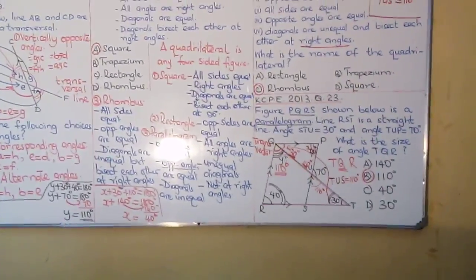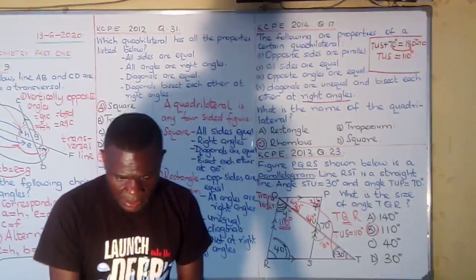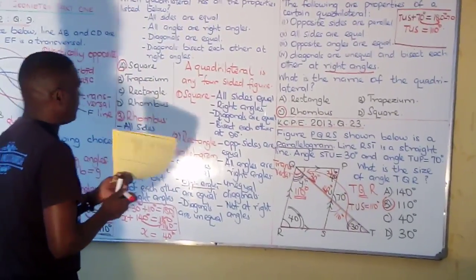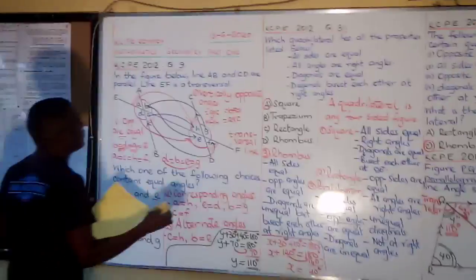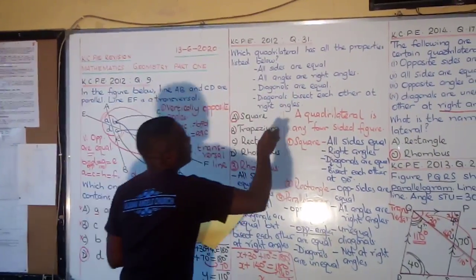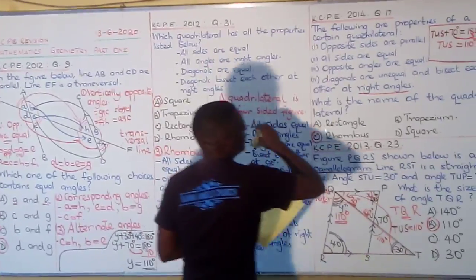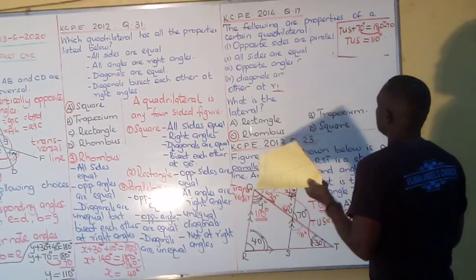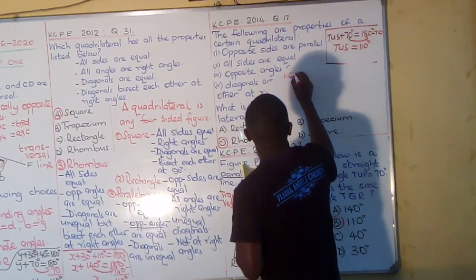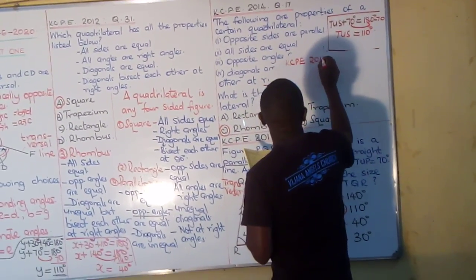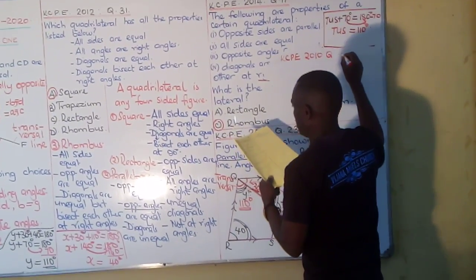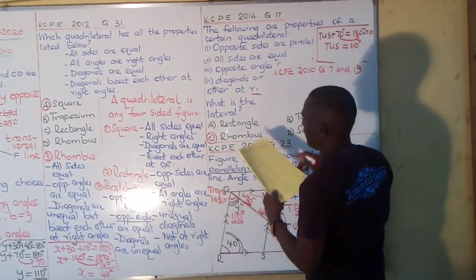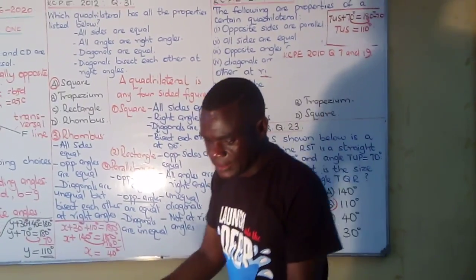I would want you to try some questions, boys and girls. Kcpe 2010. Please try this, Kcpe 2010. Try this. I don't want to, okay, this is repeated. Kcpe 2010. Question 7 and 19. Question 7 and 19.